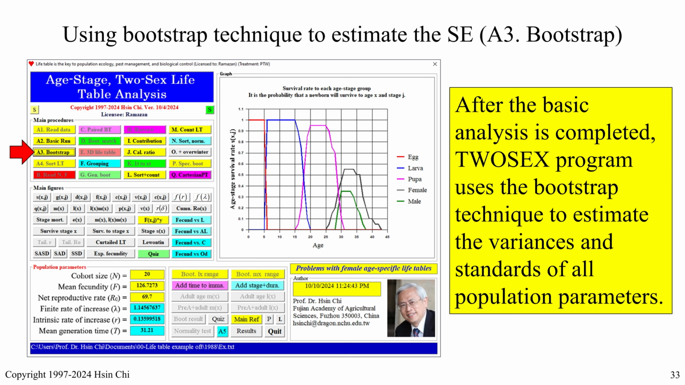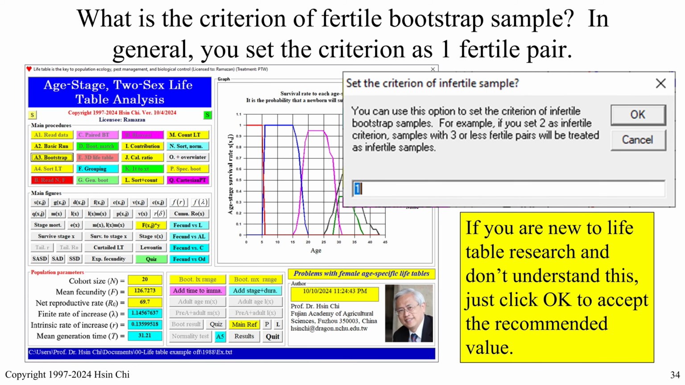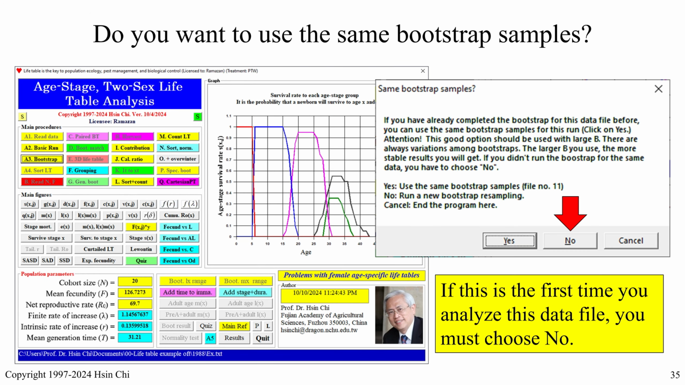After the basic analysis is completed, you can click on A3 Bootstrap to use the bootstrap technique to estimate the variances and standard errors of all population parameters. What is the criterion of the fertile bootstrap sample? In general, you set the criterion as one fertile pair. If you are new to life table science, just click OK.